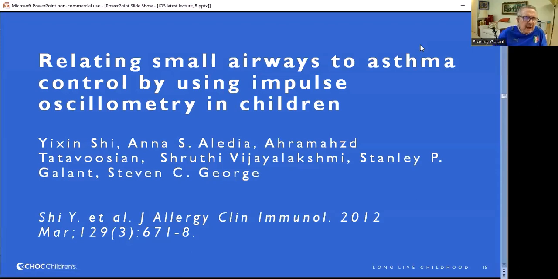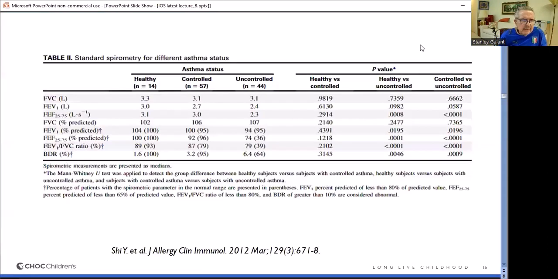Now, in the next few slides, I'm going to be sharing with you my research experience. It started in 2010 by looking at the ability of oscillometry, impulse oscillometry in this case in children, to identify children with uncontrolled asthma using asthma guideline criteria and comparing that with spirometry.